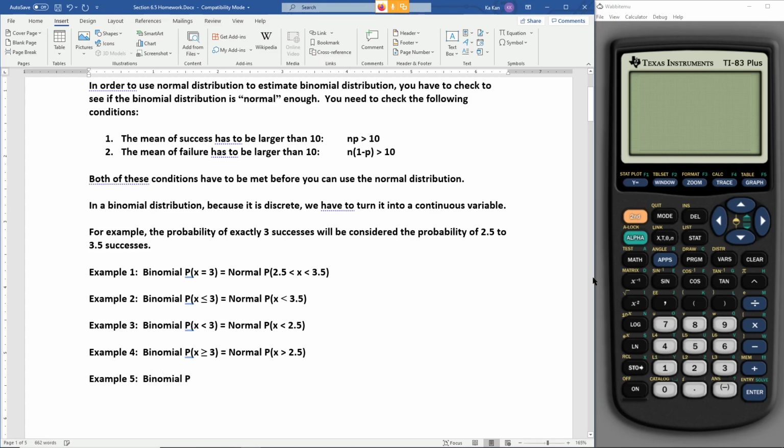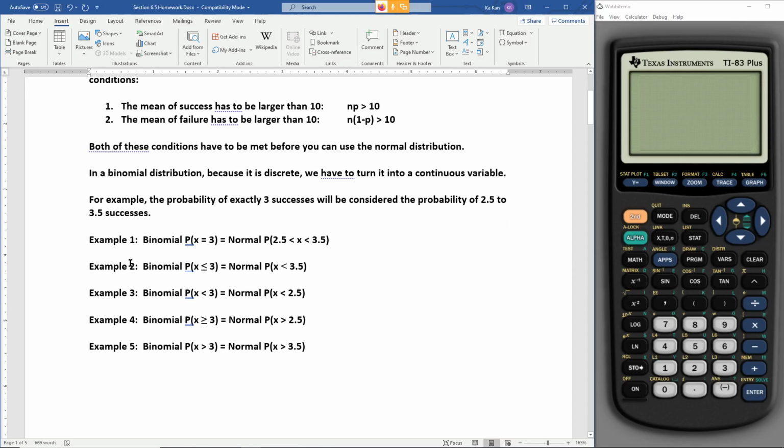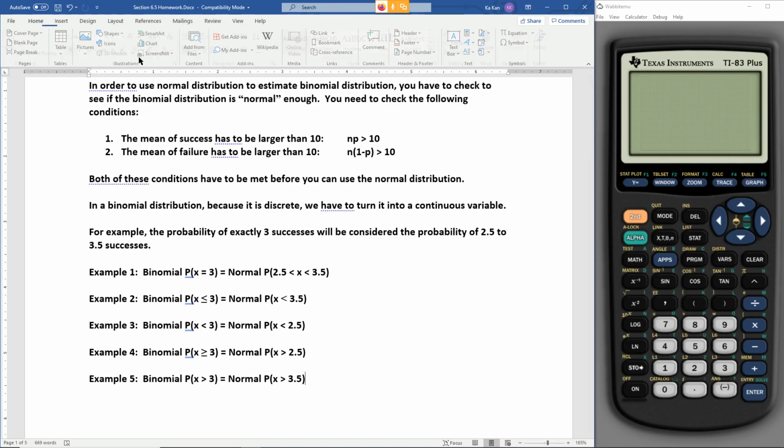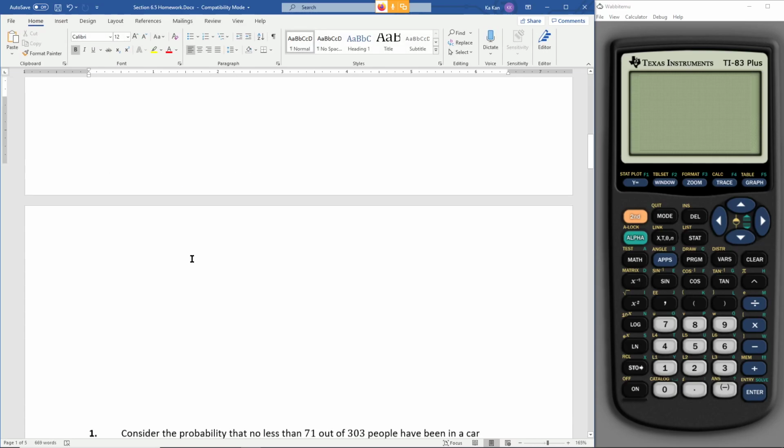Binomial P of x greater than 3, right? Strictly greater. So if it's just greater than, you have to say x bigger than 3.5, right? Because you're not including anybody in 3. So these guys and these guys should help you. Right? So now let's go down here and see.